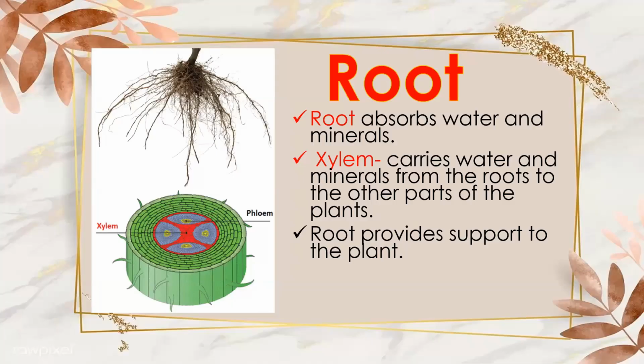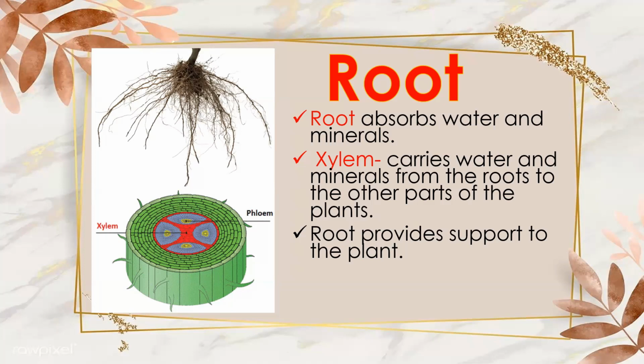So first we have roots. Okay, so what you can see on the screen is roots. So root absorbs water and minerals. Okay, so this is the main function of root. So you can see the xylem. Okay, so look at the screen, xylem. So xylem carries water and minerals from the roots to the other parts of the plant.